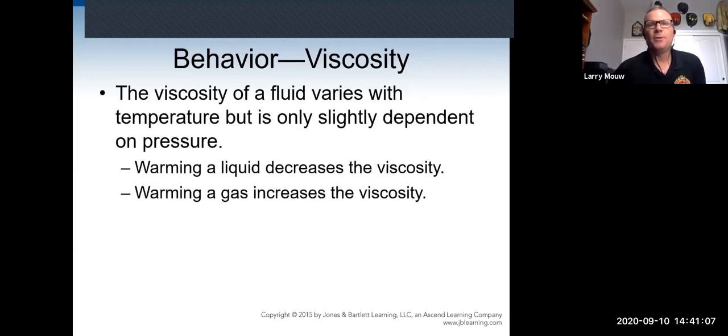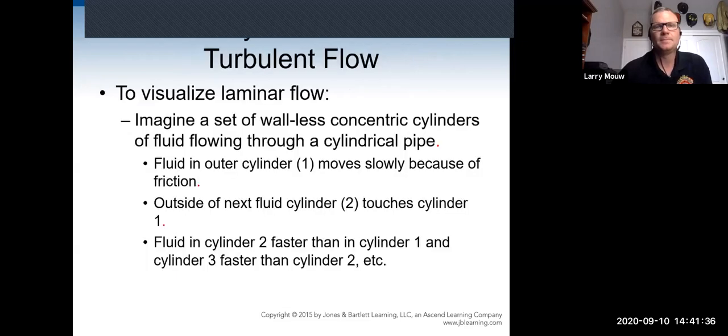The viscosity of a fluid varies with temperature, but is only slightly dependent on pressure. So warming a liquid decreases the viscosity. Warming a gas increases the viscosity. So think about oil. As we warm it, the viscosity is decreased. So as we cool it, the viscosity is much slower. With a gas, it's the inverse. So warming a gas increases the viscosity. Cooling a gas is going to decrease the viscosity.